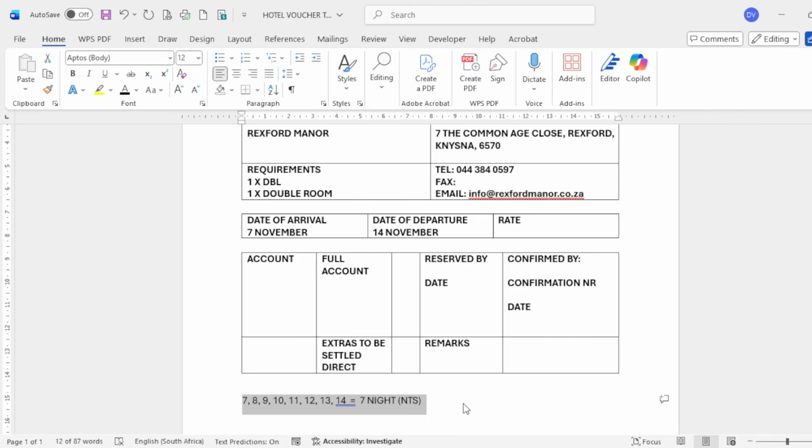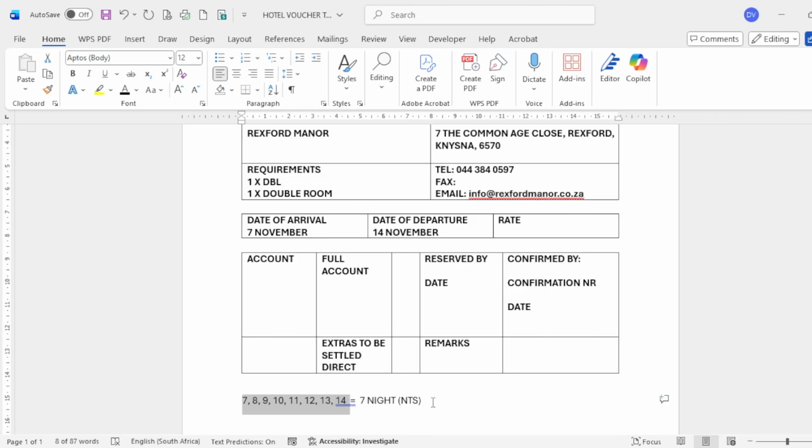it gives us 7 nights, because you must ask yourself, are they sleeping? So are they sleeping on the 7th? Yes. Are they sleeping on the 8th? Yes. The 9th, the 10th, the 11th, the 12th, the 13th, they are sleeping? Yes. But on the 14th, they are not sleeping. They are checking out. So probably on the 14th, they're going to have to be out of the hotel at 10 o'clock in the morning. So they don't sleep the evening of the 14th.